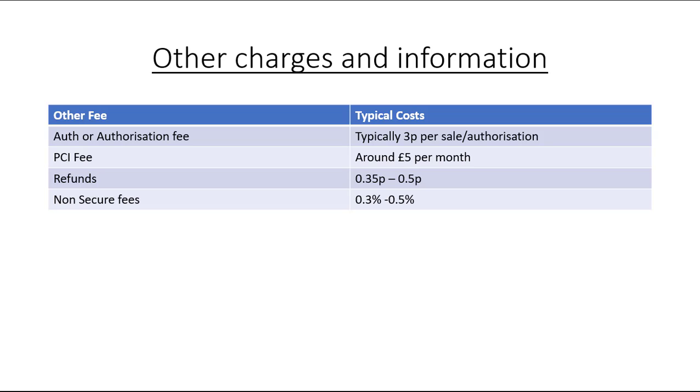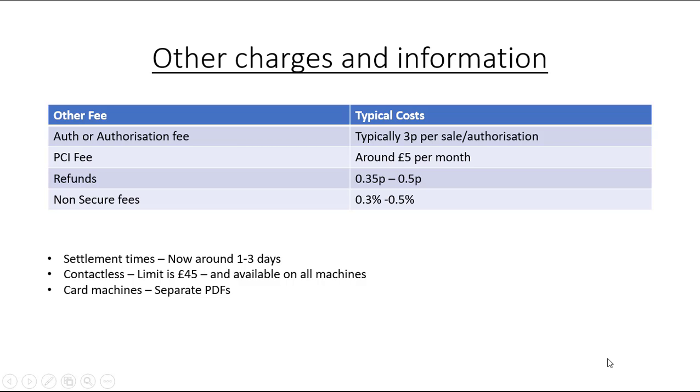Lastly, just a couple of things that you need to know. Settlement times. This is the amount of time it takes for the merchant bank to settle their money into their account. For example, if I did a sale today and the settlement time is 1 day, then you should expect to get your money the day after tomorrow. Most banks settle between 1 and 3 days. I'm sure you will have used contactless by now, so I won't go into this in too much detail. All you need to know is that all machines are contactless enabled and have a limit of £45.